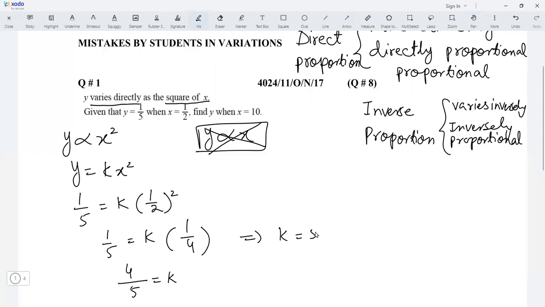It is wrong. It is not the same as 4 by 5, because 5 over 4 results in 1.25. It is not the same thing as 4 by 5, which is 0.8. So how can we say 0.8 equals 1.25? No, not at all. Just remember what's being done.